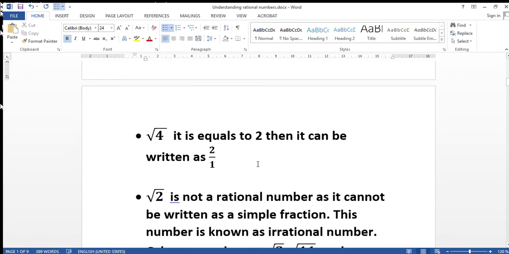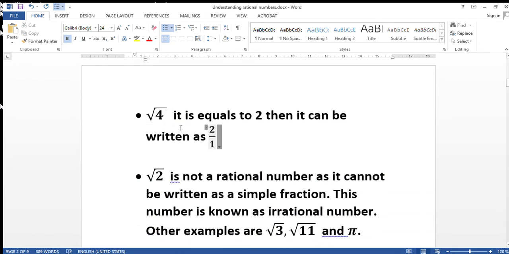Okay, next up we have square root of 4. For this square root of 4, we can simplify it. It is equal to 2. Then this number 2 can be written as 2 over 1. So thus, square root of 4 is a rational number as well.